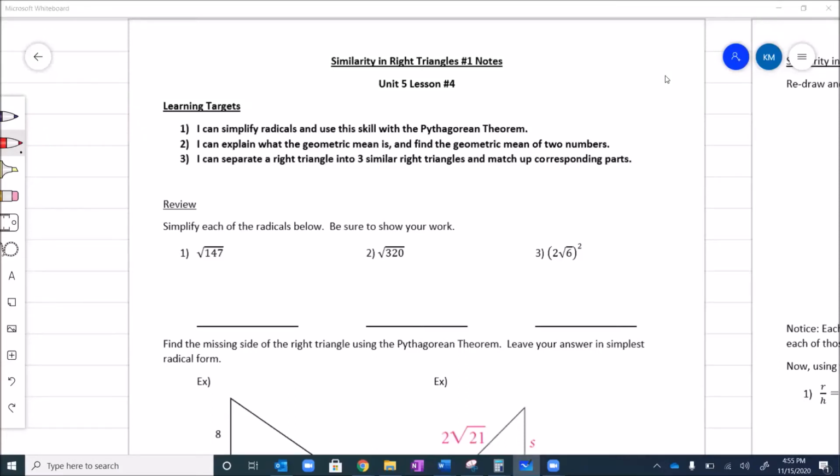Today we're going to look at similarity in right triangles. Okay, at the end of this video, you should be able to simplify radicals and use the skill with Pythagorean theorem. You should also be able to explain what the geometric mean is and find the geometric mean of two numbers. And you should be able to separate a right triangle into three similar right triangles and match up their corresponding parts. Okay, so let's start.